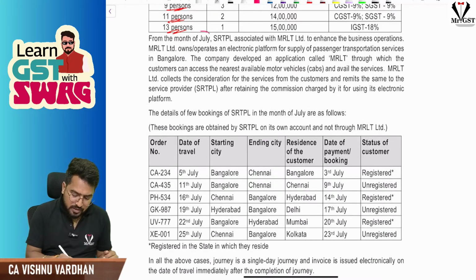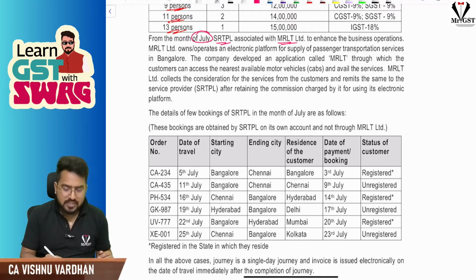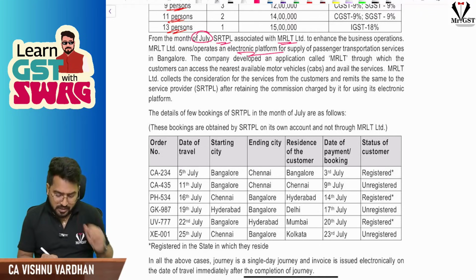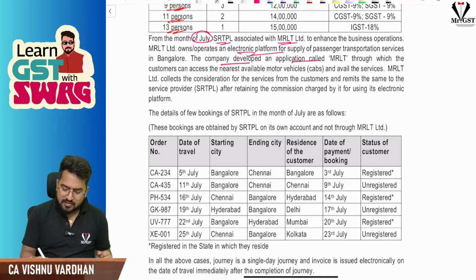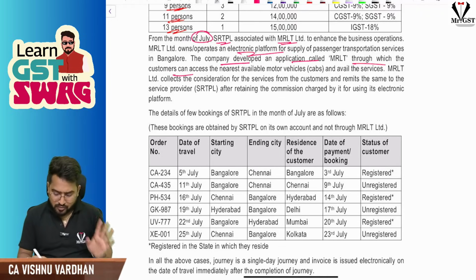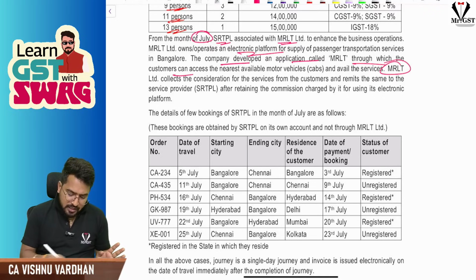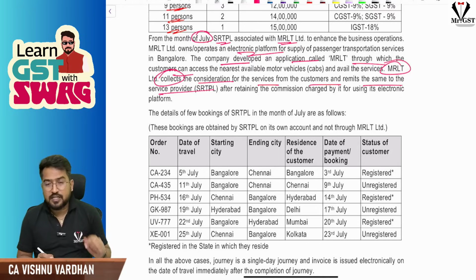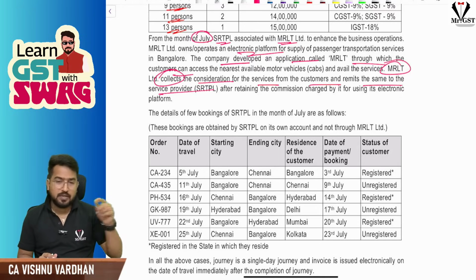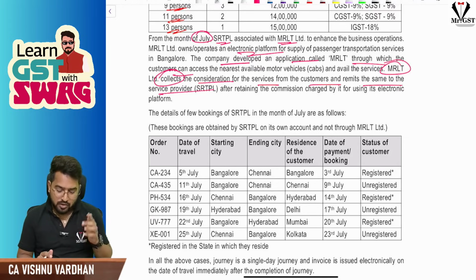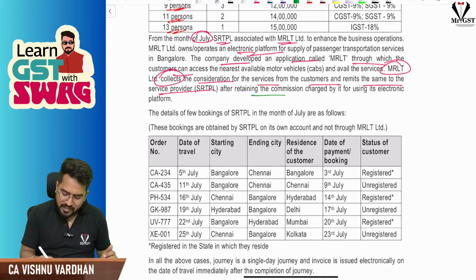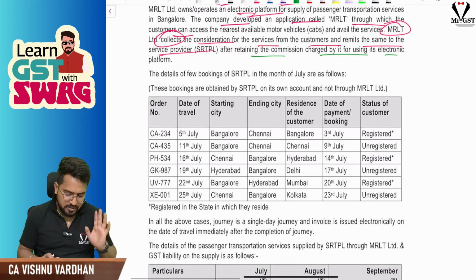Next, for July month, SRTPL is associating with MRLT Limited, which is again an e-commerce operator through which they are making the supplies. So this company has developed an application, all these things, and they are doing it. Okay, fine. And MRLT collects the consideration for services and remits the same to SRTPL. That is important because when the e-commerce operator is collecting consideration and remitting it to the supplier, then TCS will come into picture, because there is a question on TCS. You can understand it. After reading the commission, all this not relevant. Their commission, we need not worry.